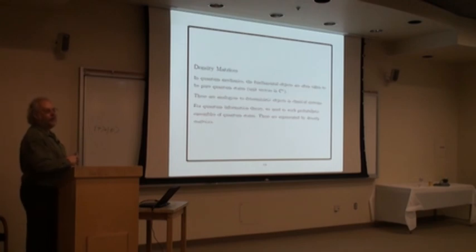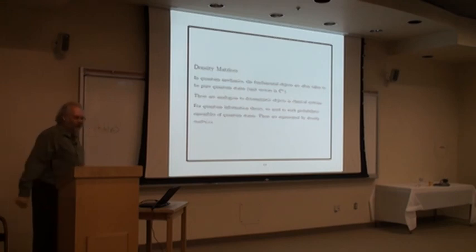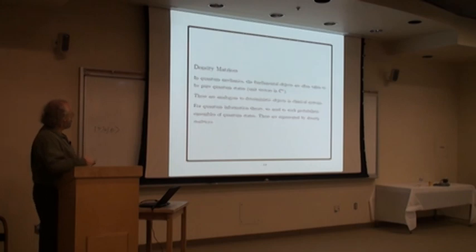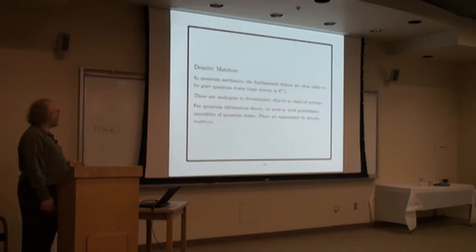So how is a pure quantum state different from a mixed quantum state? Everything I've said so far is a pure quantum state. Probability distributions over pure quantum states are called mixed quantum states, and they're represented by density matrices.